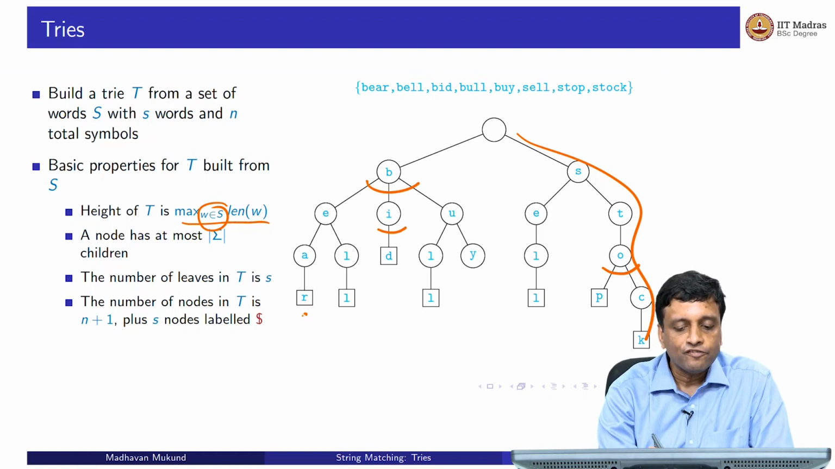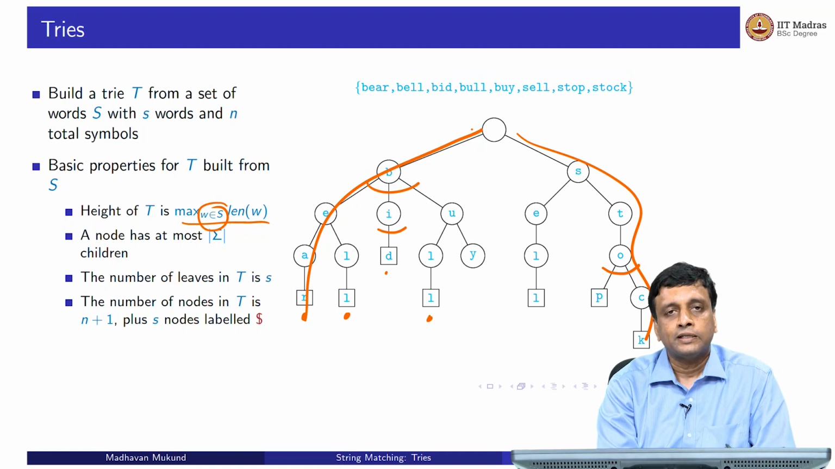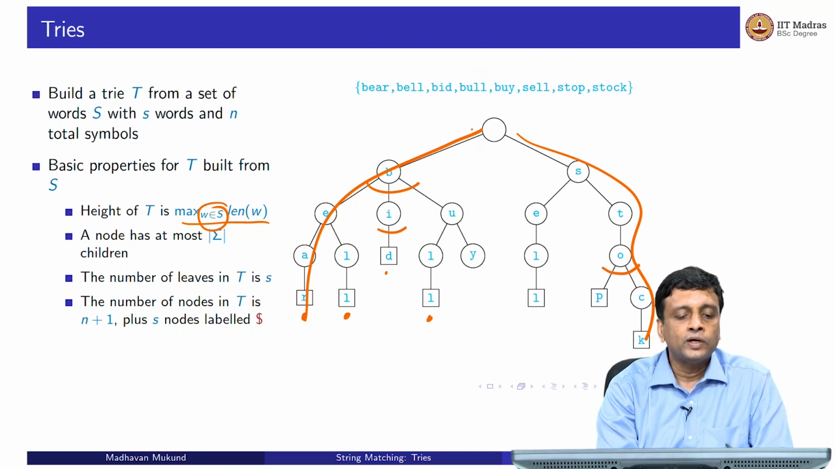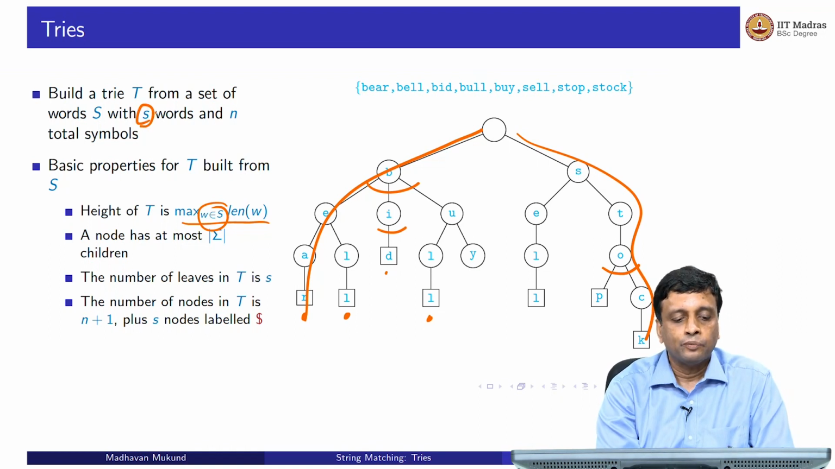Now each leaf in my tree corresponds to a word. Remember, each path is a word and each path will terminate in a unique leaf. So every leaf is a word. And how many words did I assume? We have small s words in our set that we started with. So the number of leaves in our trie is going to be small s.